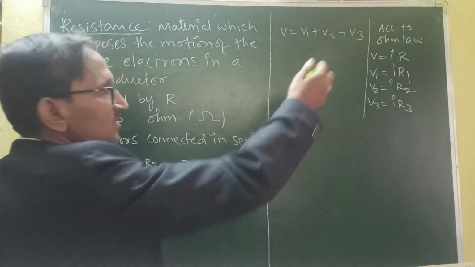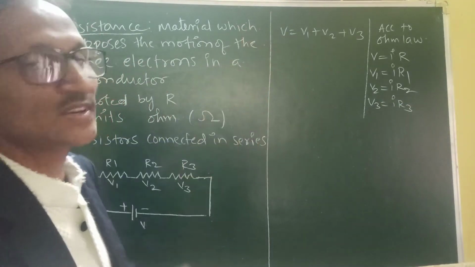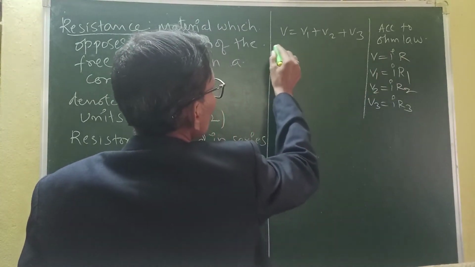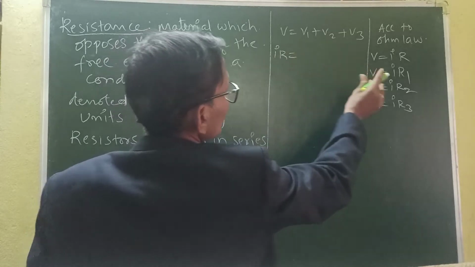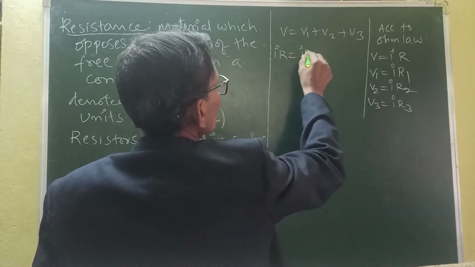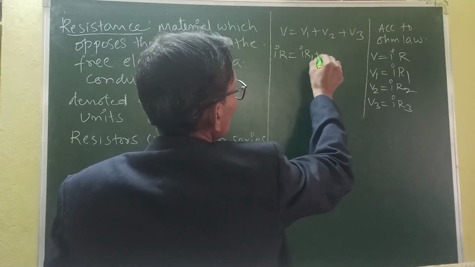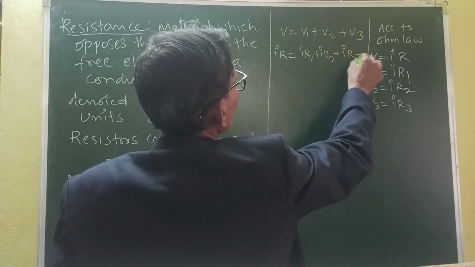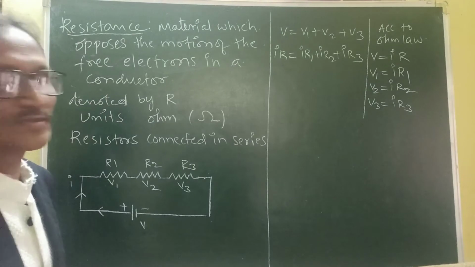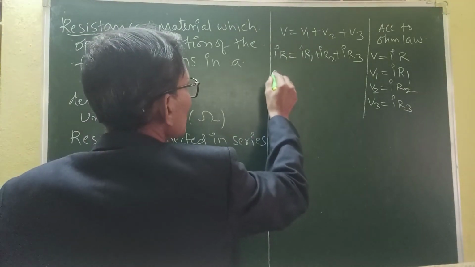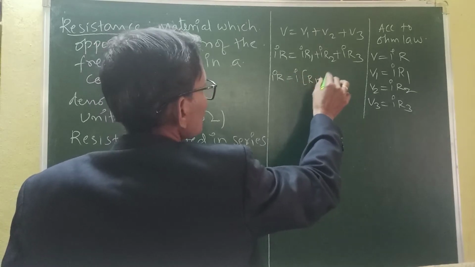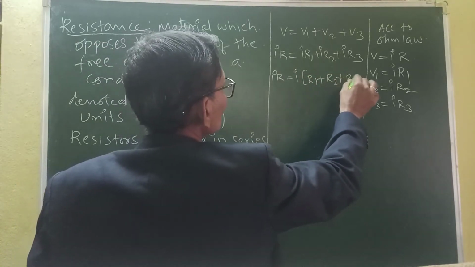So when you take all these equations and substitute in the main equation, we have V is equal to I into R, V1 is equal to I1 R1, V2 is equal to I2 R2, V3 is equal to I3 R3. So what is the common term in this? We have I as a common term on both sides, it gets cancelled. So I is the common term, and we have R1 plus R2 plus R3.